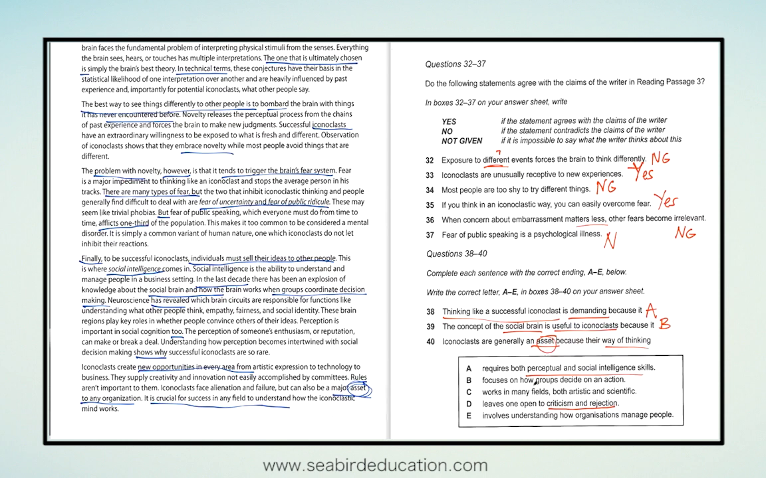I have no idea. God, this is tricky. I think it's probably C, artistic, I don't know, to any organization, both artistic and scientific. I think that's C. Okay, so just in time, 1 minute to spare, and I will give you the answers in a second.